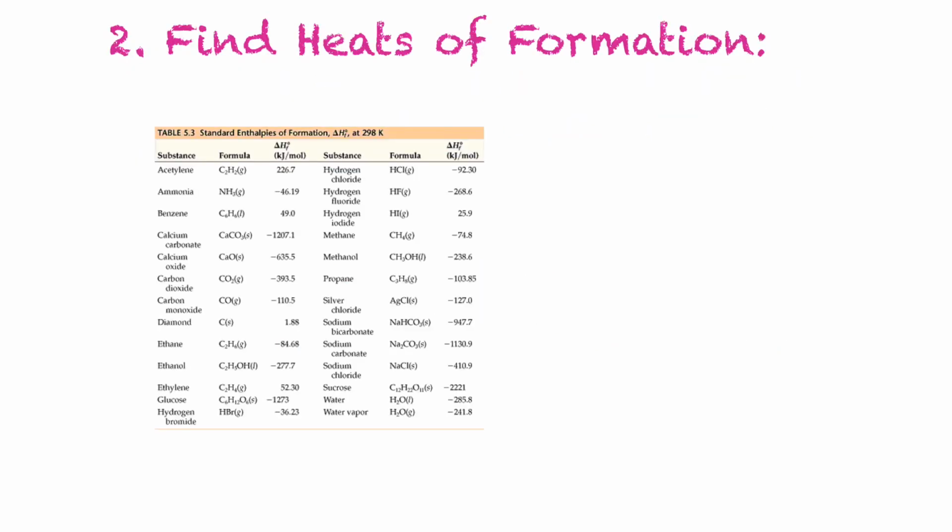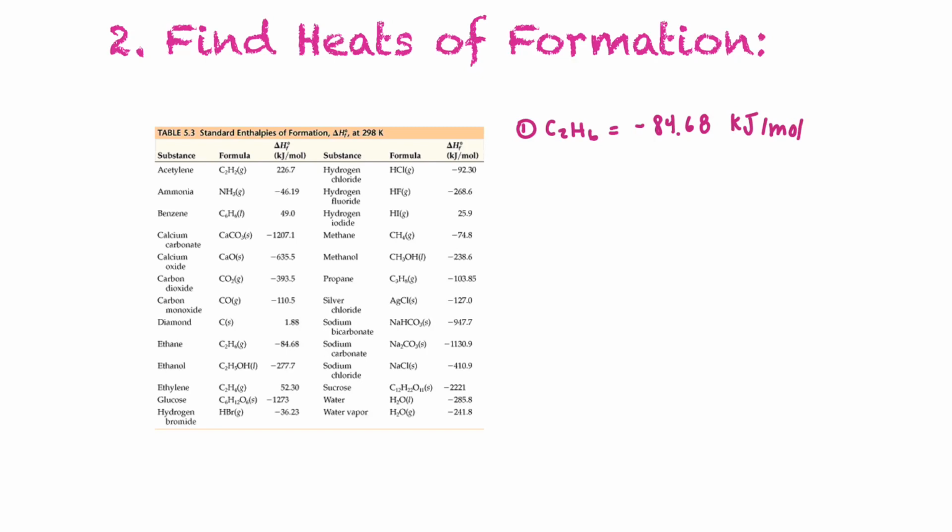Our next task is to find the heats of formation for each product and reactant. There's a variety of different tables that are available to us, so I've inserted one here for us to consult. The first thing we need to do is find the heat of formation for ethane, C2H6. We look that up on the table. And where is that? C2H6, so ethane is right here. So our standard heat of formation is negative 84.68 kilojoules per mole.